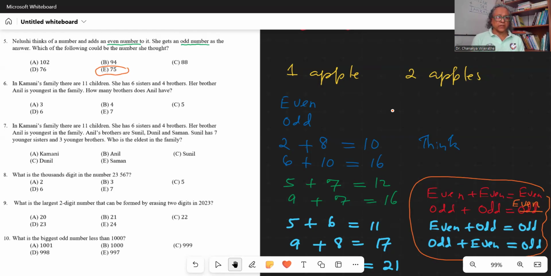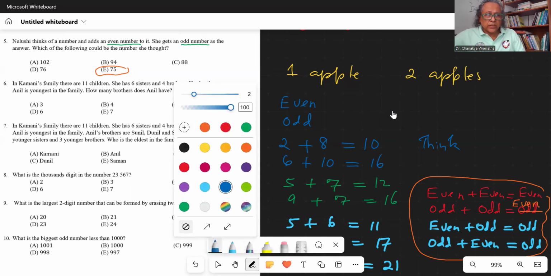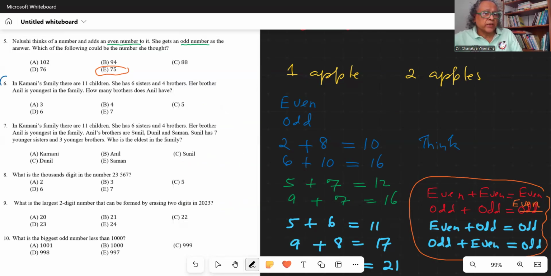Okay, right. Now, the next two questions are about a family. Let's see what happens there. Again, you need to do the problem, pause the video and do it before you watch what I do, right? So, number 6: in Kamala's family, there are 11 children. Now, she means Kamini, has 6 sisters and 4 brothers, excluding her. She is not her own sister, right? So, she has 6 sisters, not including her, and 4 brothers.